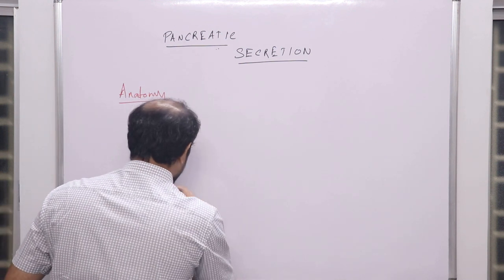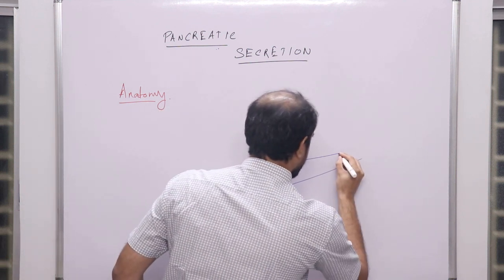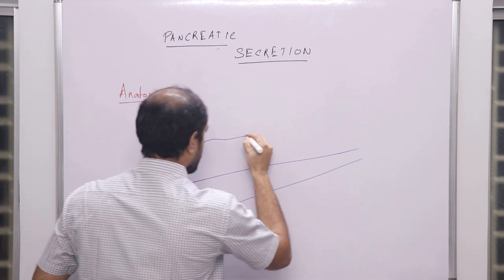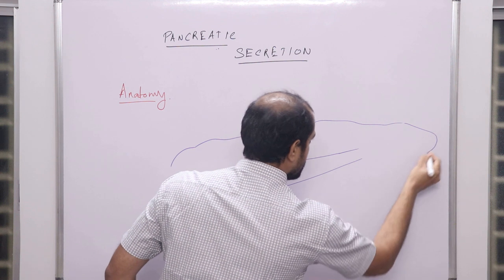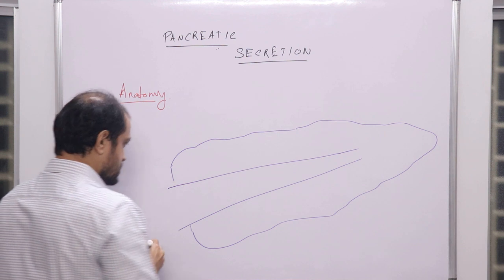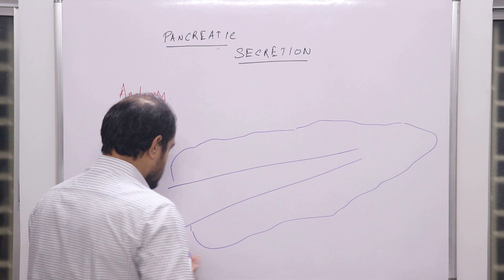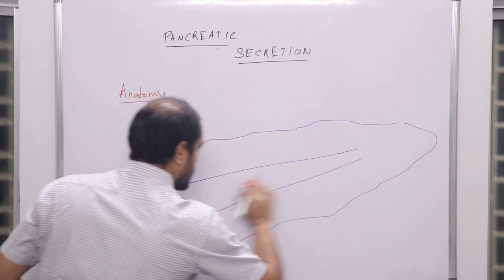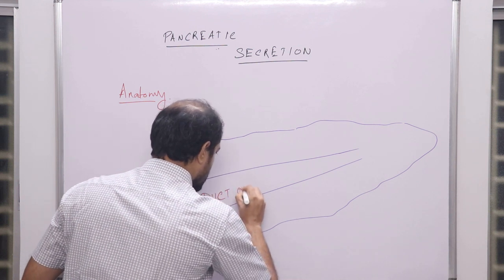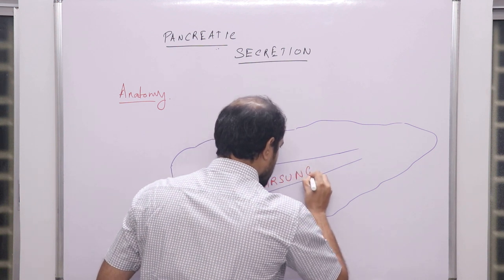So, suppose this is your pancreas. This is the main ductal system of the pancreas, okay. Suppose this is your pancreas body, this is the tail, and this is the head of the pancreas, and this is the main duct of the pancreas. Now, this duct of the pancreas is actually known as the duct of Wirsung, okay.